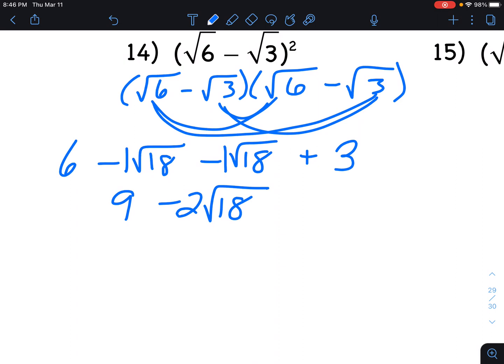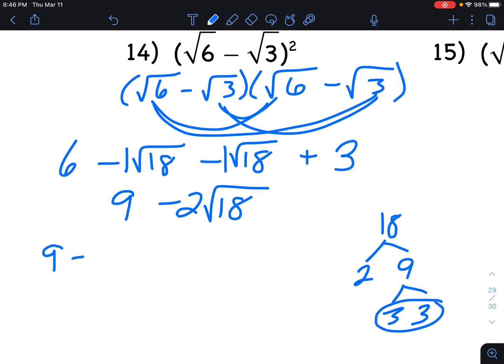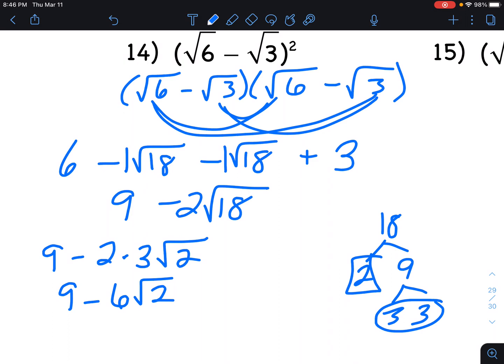We can simplify that. We've done it already today. Square root of 18 is 2 times 9. 9 is 3 times 3. So since it's a square root, 2 of a kind, a 3 will come out. And this 2 stays in. So times 3, root 2. And then 2 times 3 will get your 6. So there's your answer: 9 minus 6 times the square root of 2.